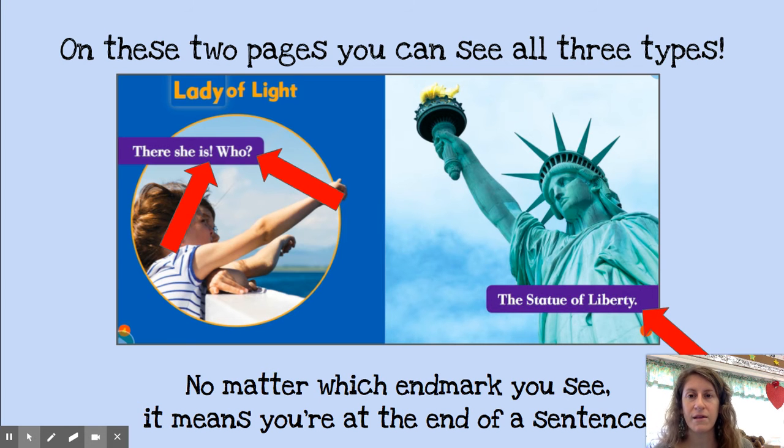All right, look at these. On these two pages, you can see all three types of end marks. So here you see the exclamation point, here you see the question mark, and here you see the period. No matter what you see, if you see that end mark, it's at the end of a sentence.